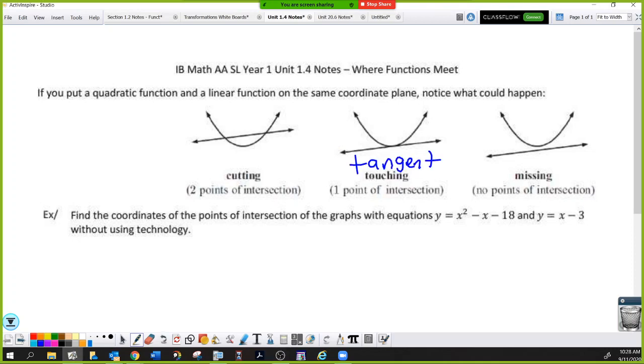They are tangent to each other. Tangent means touches without going through. Or they could completely miss each other and have no points of intersection. But it's important that you understand that the word tangent means you're touching a curve without going through the curve. But again, cutting means twice, touching means once.